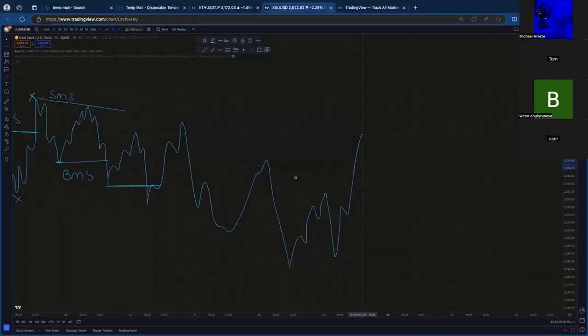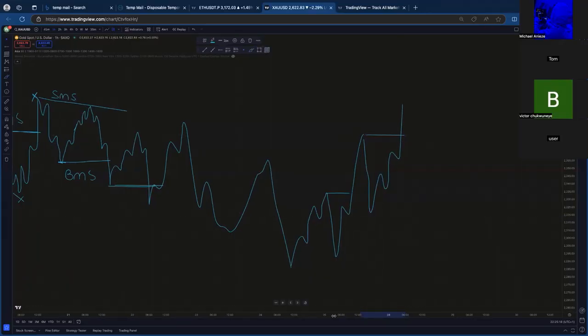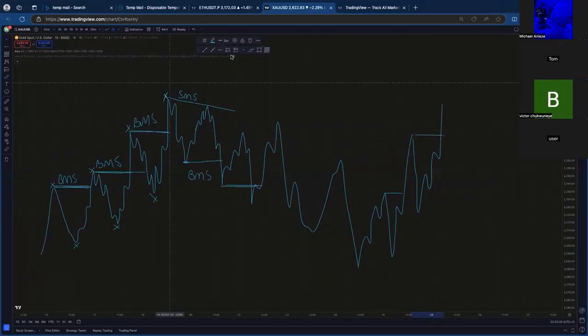Price does this, does this. Gives us a double break. We now understand that, okay, price has switched from where? Bearish, bearish to bullish, right?